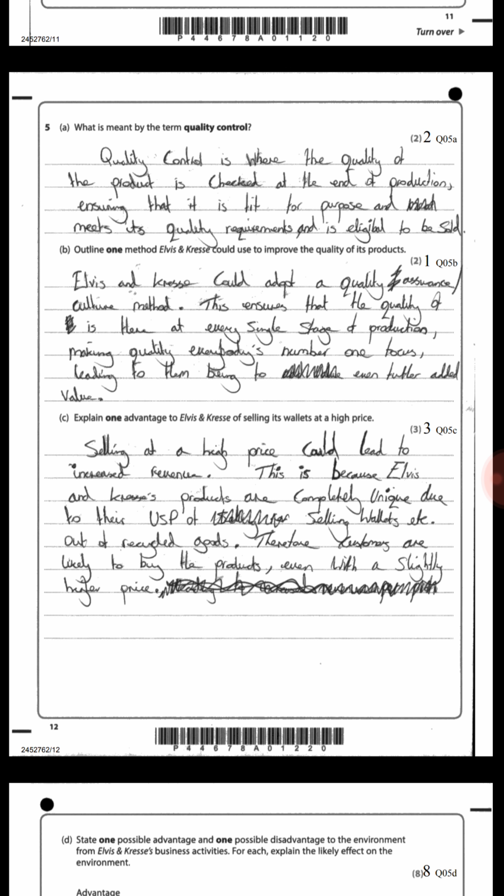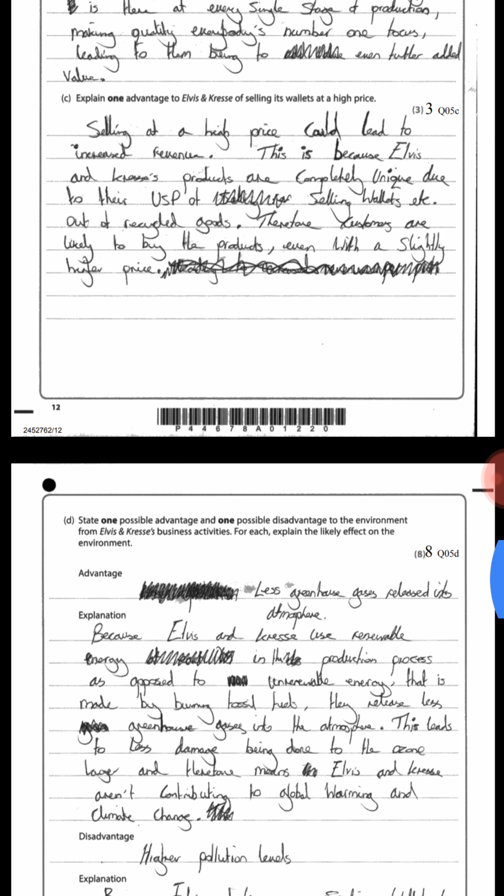Elvis and Cress could adopt a quality assurance culture method. This ensures that quality is checked at every single stage of production, making quality everybody's number one focus, leading to them being even further added value. Explain one advantage to Elvis and Cress of selling its wallets at a high price.